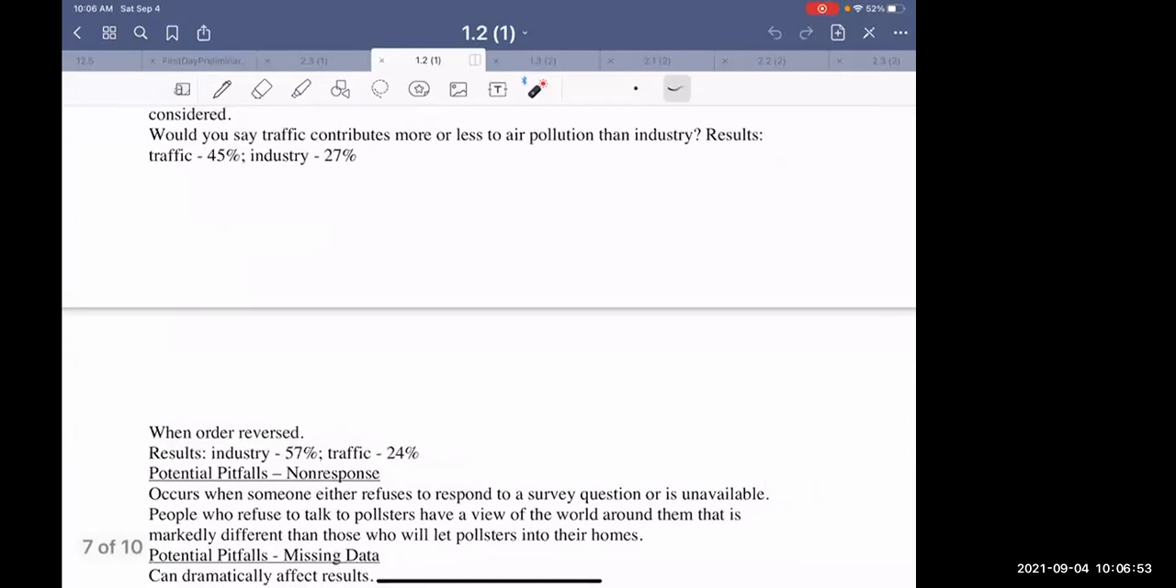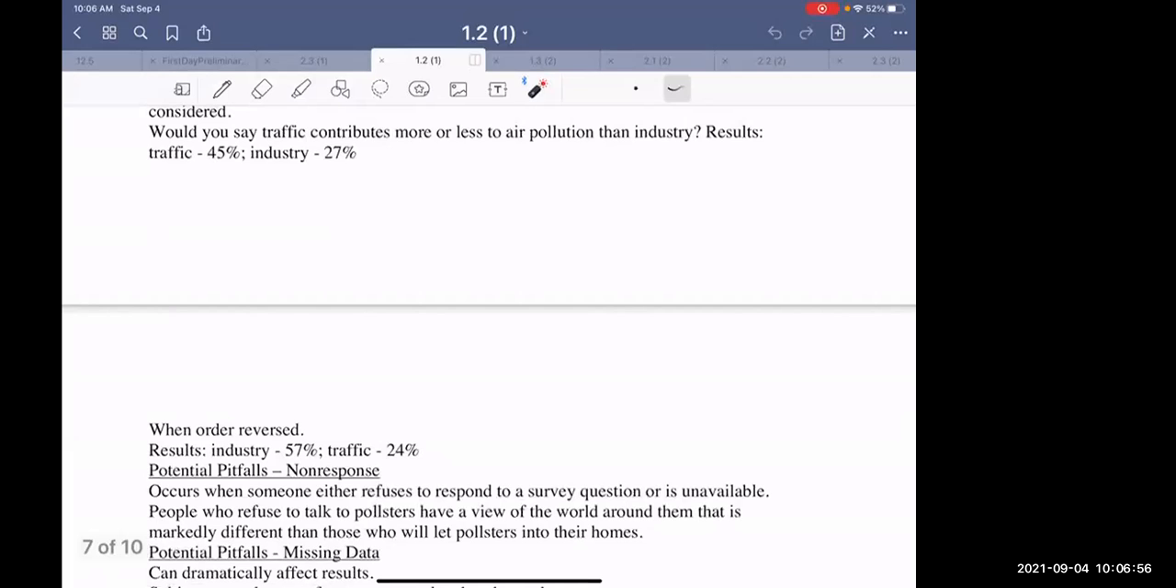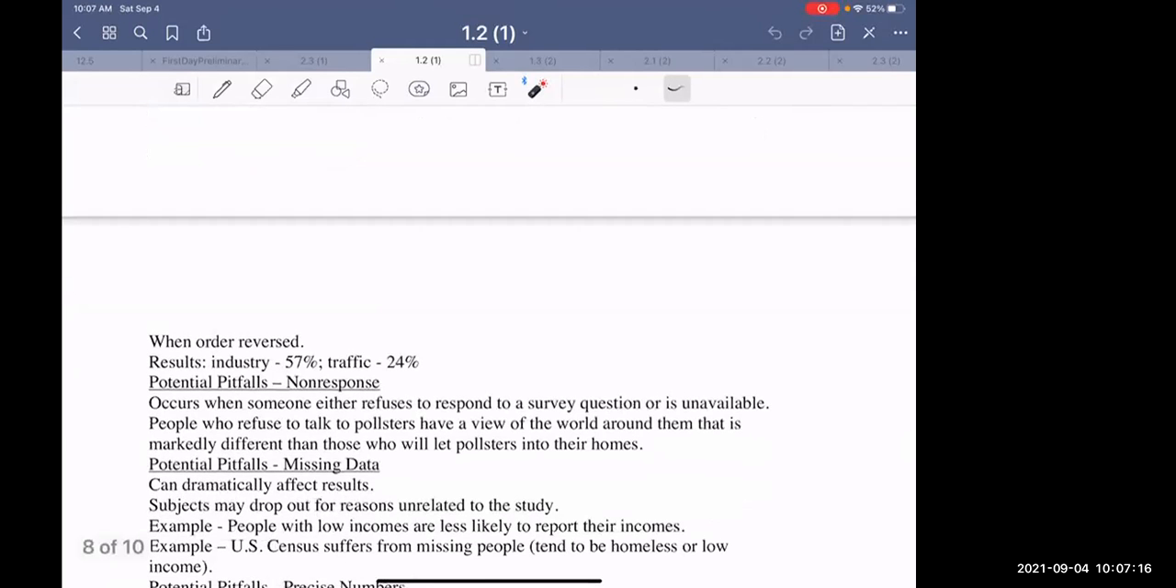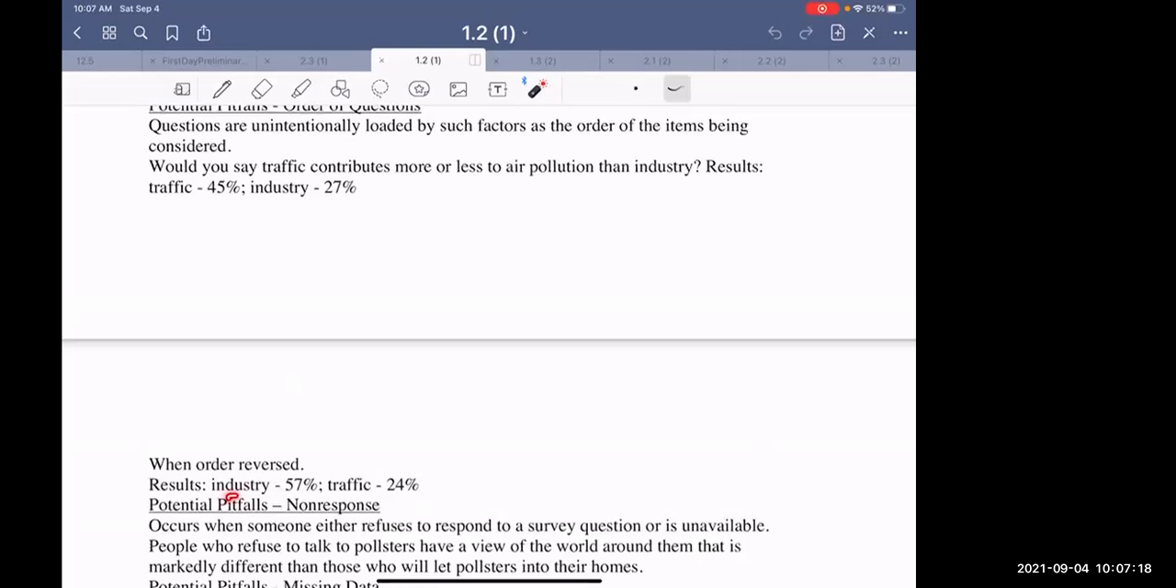They re-asked the question. They did another sample and asked in the following order: would you say that industry contributes more or less to air pollution than traffic? When stated in this fashion, 57% said industry and 24% said traffic. So they were saying yes to the first option.